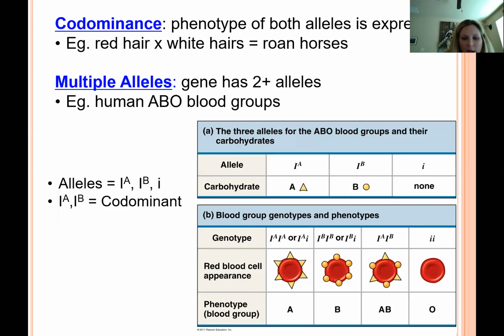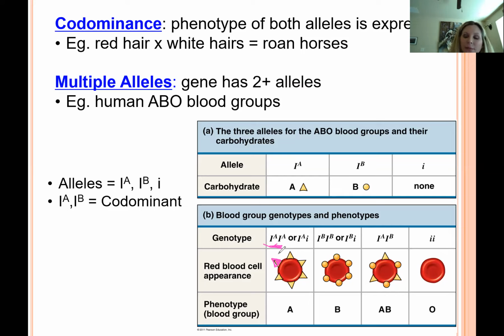If you have a dominant A allele, these are proteins and carbohydrates that are found on the outside of the red blood cell. They're just hanging off the membrane. Remember back when we were studying cell membranes, the membrane has proteins and it has carbohydrates. This is a very particular carbohydrate that's hanging off of a protein on a red blood cell membrane.